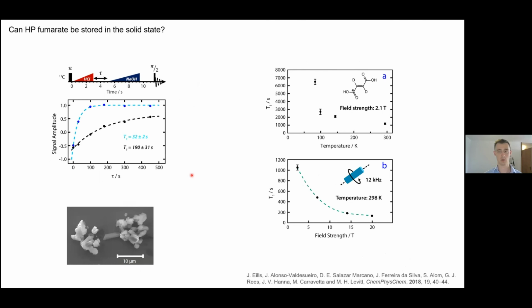I'll finish up quickly by saying that we are now trying to store the precipitated fumarate in the solid state for relatively long durations. I can just show these results here, where we see that if you decrease the temperature of the solid fumarate, the T1 becomes very long, like thousands of seconds at liquid nitrogen temperature, and probably much longer at liquid helium temperature.